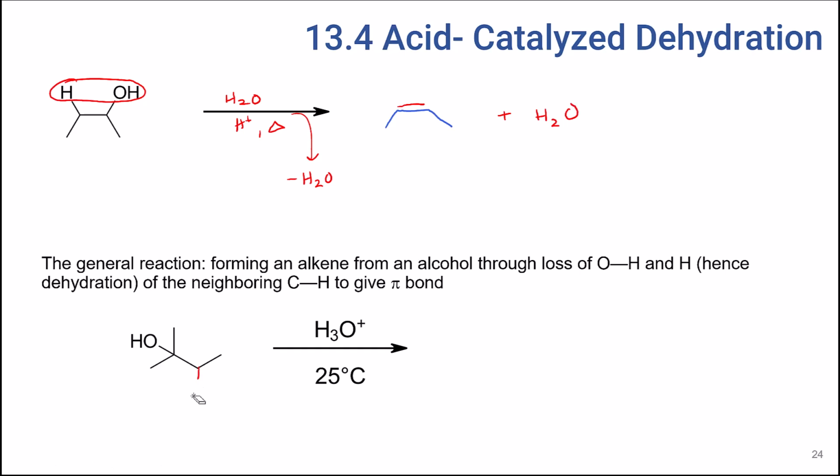We have the alcohol and then the hydrogens that are next door. And you can get two products. One where our alkene is here, if that one is removed, or this one. This is the major because that's a more substituted alkene. This is the minor because it's disubstituted versus the trisubstituted.